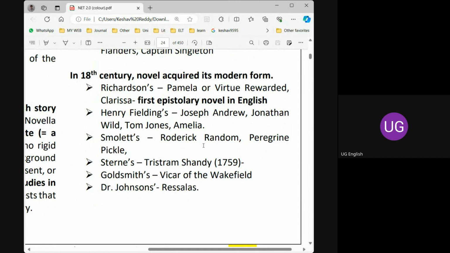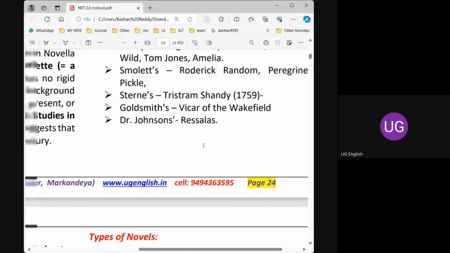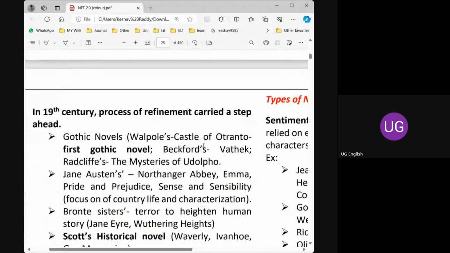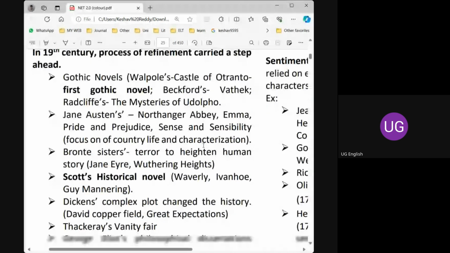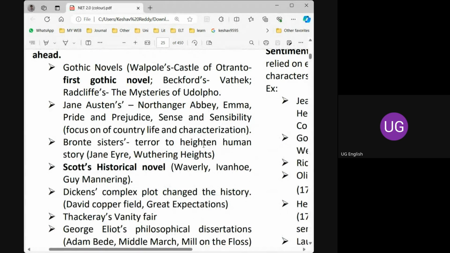The subtitle is also very important, The Virtue Rewarded. And we also discussed Tristram Shandy, Vicar of the Wakefield, and several other works. Even Gothic novels were discussed. The first Gothic novel is Castle of Otranto. Please remember the names. It may take some time for the new joinees or those who are preparing for the SET for the first time.